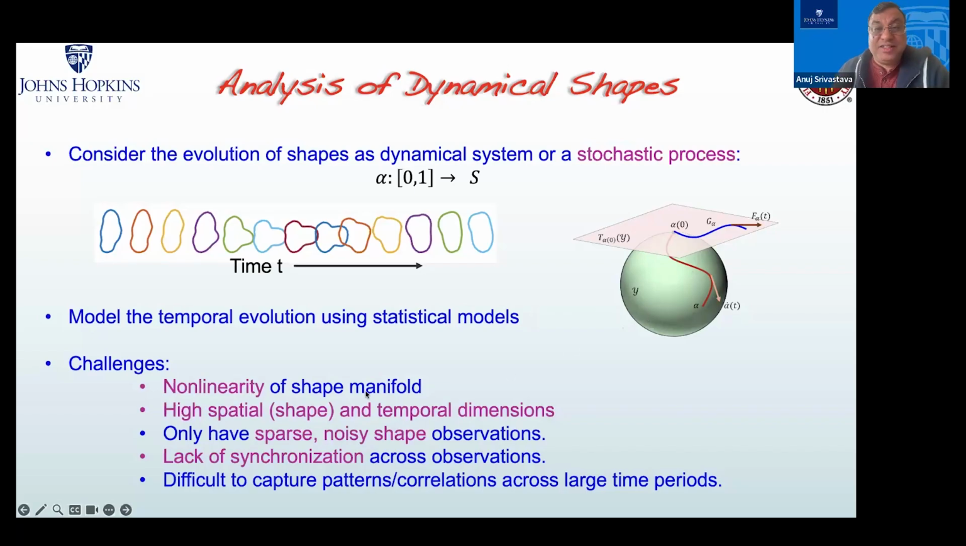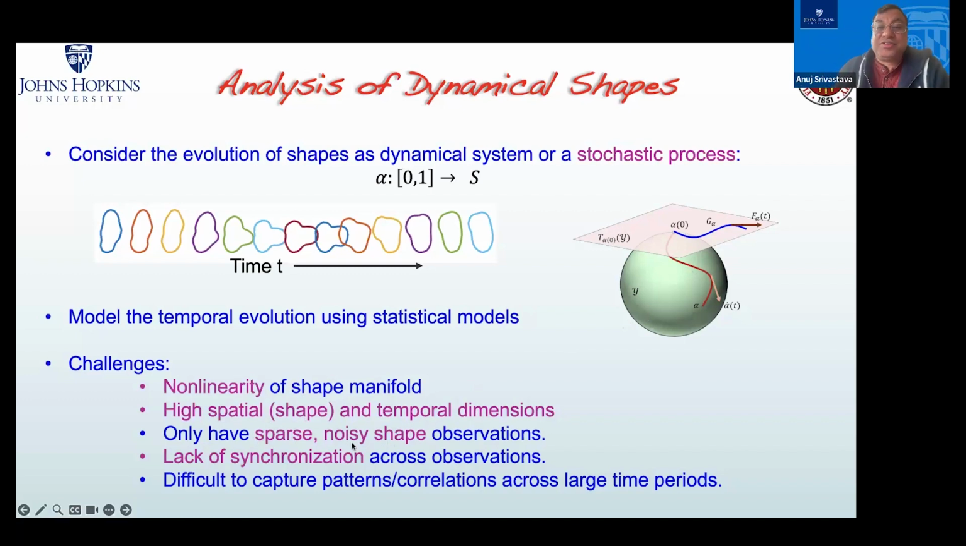Firstly, of course, shape is a nonlinear manifold, so that's that. There's high dimensionality, both spatial and temporal. The shapes could be high dimensional. We have surfaces, and these are continuous surfaces. And then, of course, in time, if you have many measurements over time, this adds up. So thinking of the whole trajectory, it's a very high dimensional data object.